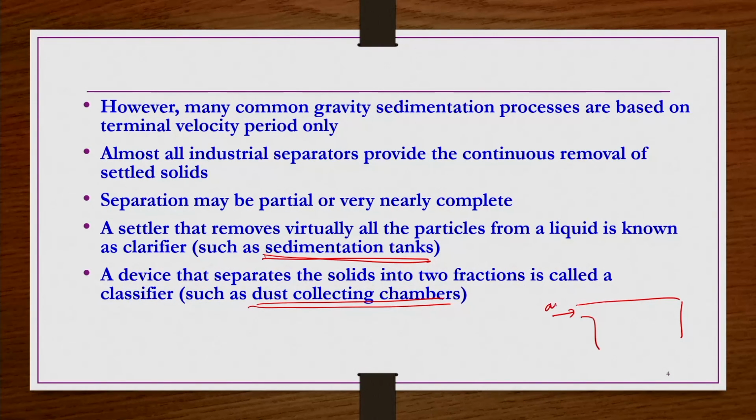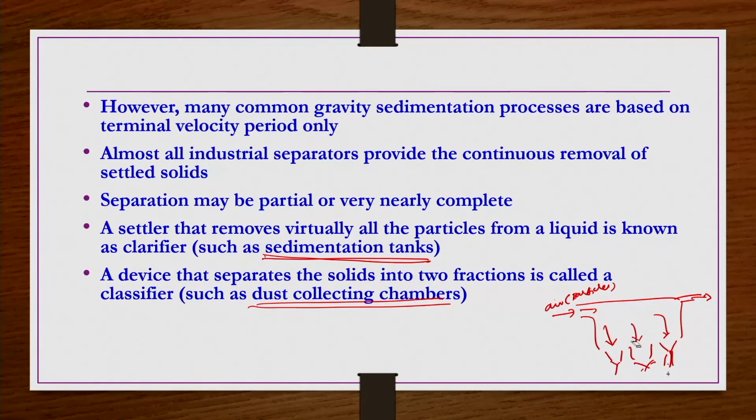Whatever air is carrying the particles, air with particles, the moment it enters, the particles of higher settling velocity will be collected immediately here, and the particles having lower settling velocity will be collected at the end. Particles having an intermediate velocity will be collected at the center, and almost all clear air without any particles will be taken out through the outlet. We are going to see details of this equipment anyway.